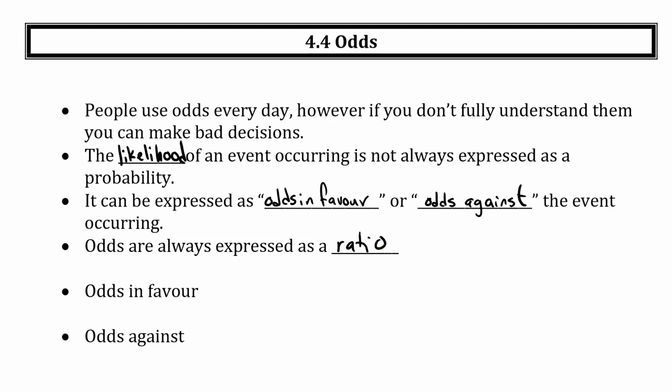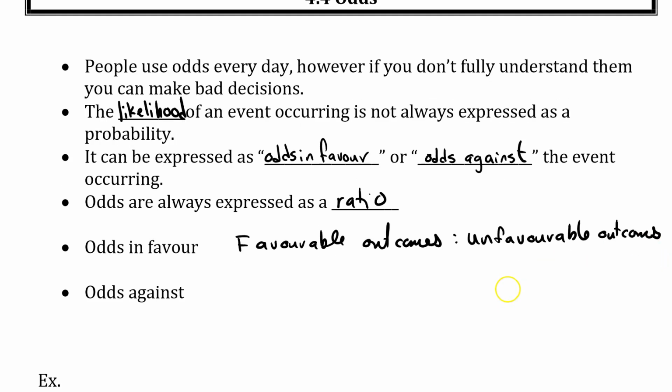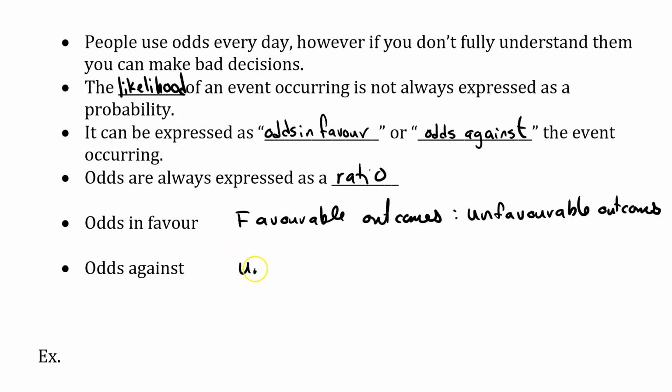So odds in favor, the way that we write that down, are going to be favorable outcomes to unfavorable outcomes, so the number of favorable outcomes to the number of unfavorable outcomes. And our odds against are going to be unfavorable outcomes to favorable outcomes.